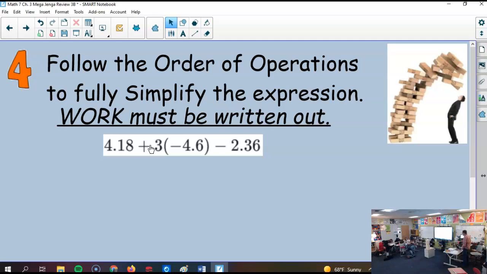Little wobbles. Now, guys, this does not say without a calculator, but the order of operations is what's going to get you if anything gets you. You can use a calculator if you want, but you better check on your order of operations.